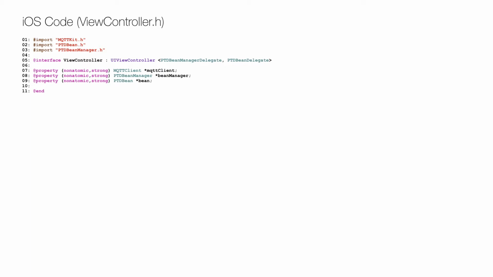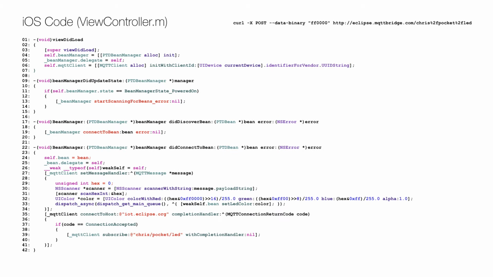At first we import the headers for the libraries on lines 1 to 3. Then we add delegates for the bean on line 5 and define properties for the MQTT client, bean manager and bean on lines 7 to 9. Then we need to update the implementation part of the ViewController.m file to look like shown here.